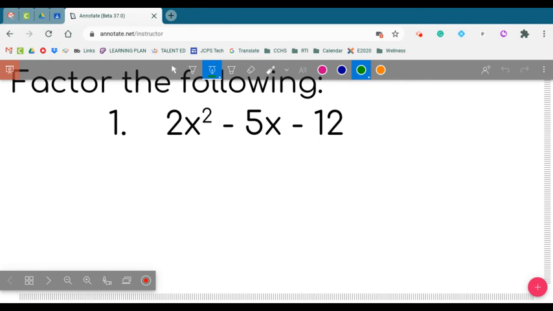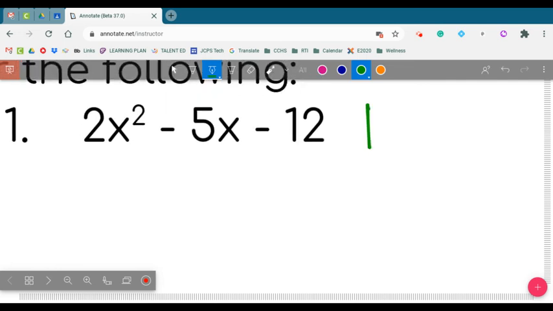So I have 2, 5, and 12. Is there a number I can divide each of those by? No. Is there an X I can pull out of every single term? No. So this one has no GCF. I'm just going to write that right here. So then I look at my A value. What is it? My A value is 2. So that means since it's not 1, I have to do my slide, factor, divide, and swing.